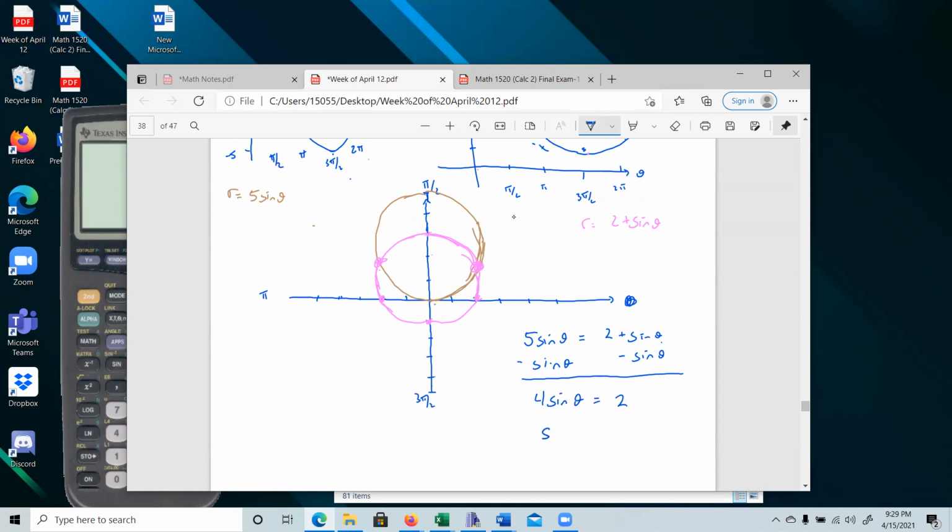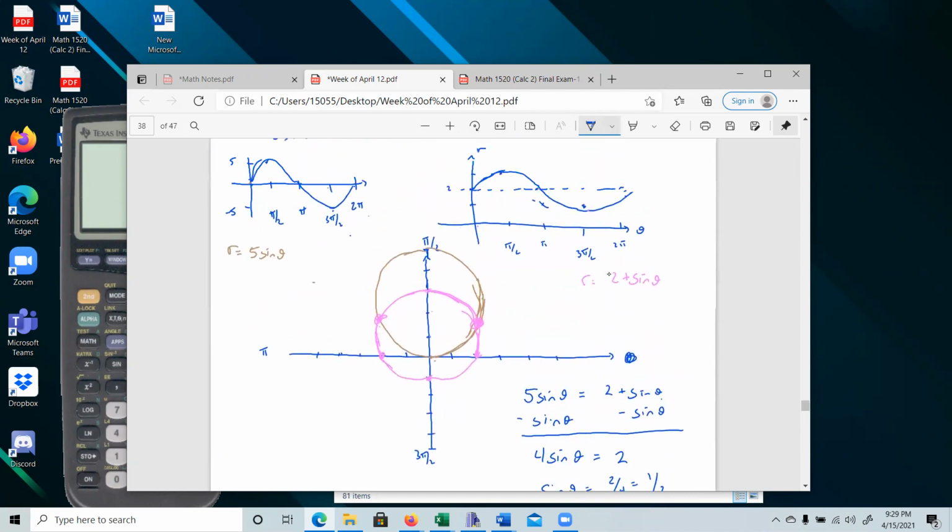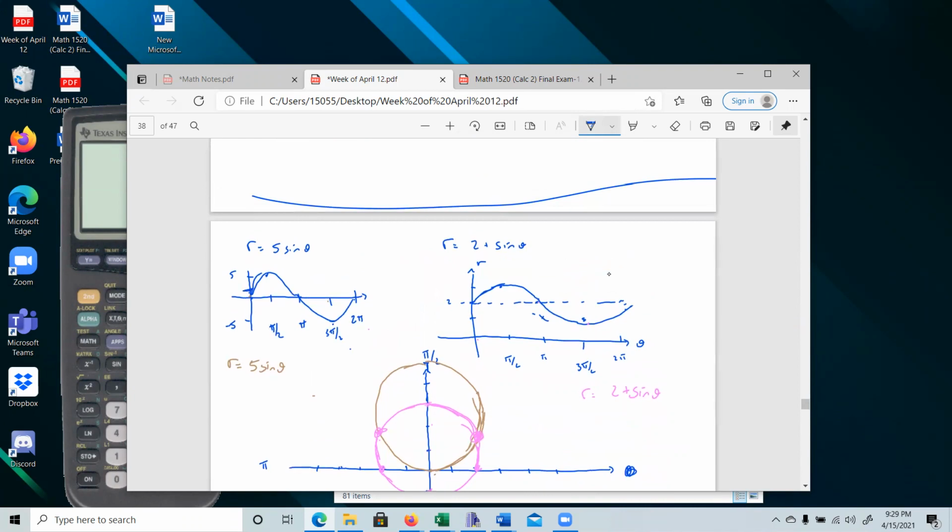Sine theta is equal to 2/4, which is a half. So it comes out just like it came out of a textbook almost. Wow, what a beautiful problem. So where is sine theta equal to a half? Half would be like down here somewhere. It would be here and here. This would be a half. It would intersect in these 2 spots.